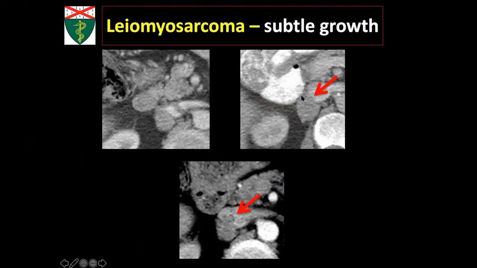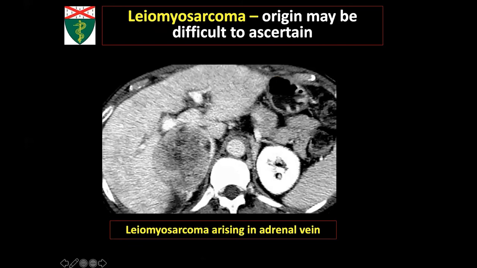But you can see that over a period of time, you have a knuckle of tissue that starts to invade the IVC here. That knuckle becomes more nodular and more invasive. This was resected, and this turned out to be a leiomyosarcoma separate from the adrenal gland. And this turns out to be a leiomyosarcoma that arose in the adrenal vein.